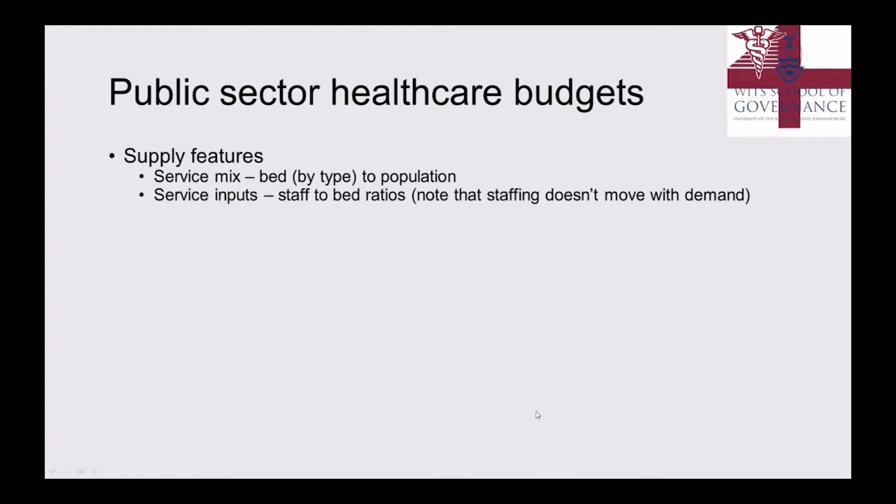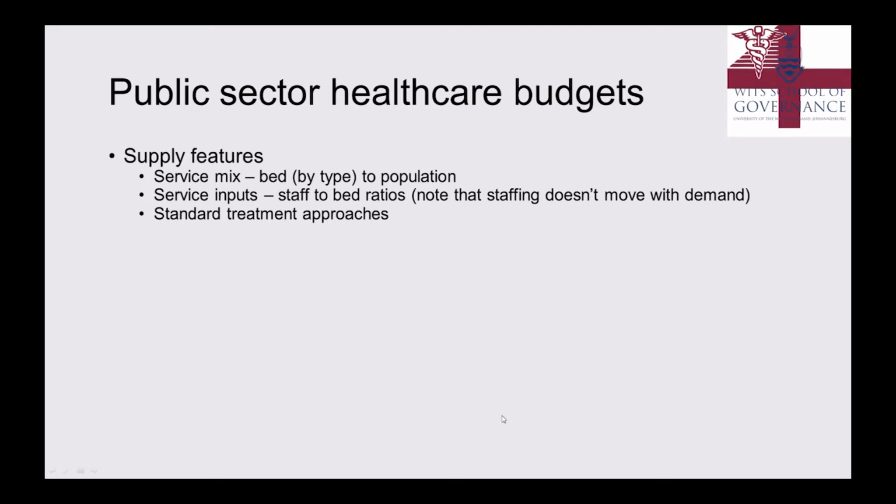But you've still got to determine what costs go into a bed, and that means that you've got to look at your staff to bed ratios, for instance, noting that staffing doesn't always move with demand. It's a supply feature. You can fix the staff to bed ratios, but if demand goes above that, then your staff might be overwhelmed. But you will still have an implied staff to bed ratio, and theoretically you'll be adjusting the number of beds to population to make sure that your staff ratios are ultimately consistently related to population.